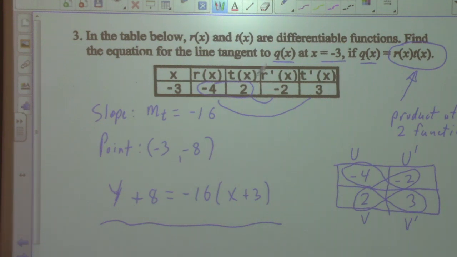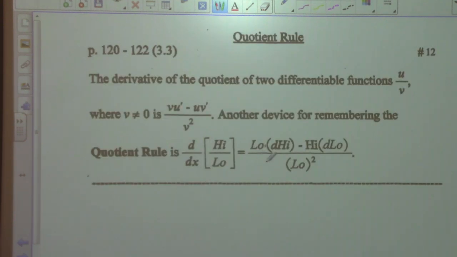Okay, let's move on to the quotient rule. Here's the quotient rule, and there's another device for remembering it, related to this, and there's actually a song for this.